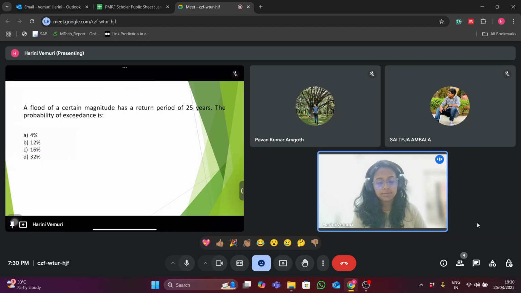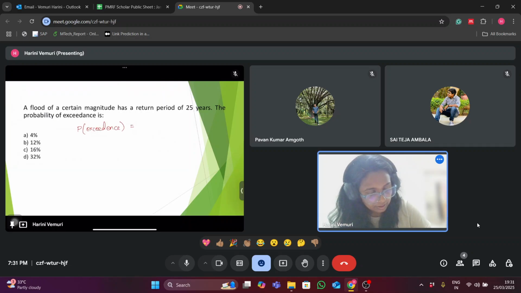So the next question is, a flood of certain magnitude has a return period of 25 years. What is the probability of exceedance? So if you remember, the probability of exceedance is 1 by T, that is equal to 1 by 25, which once you calculate is 0.04. If you have to convert into percentage, you multiply with 100. So that is 4 percent.